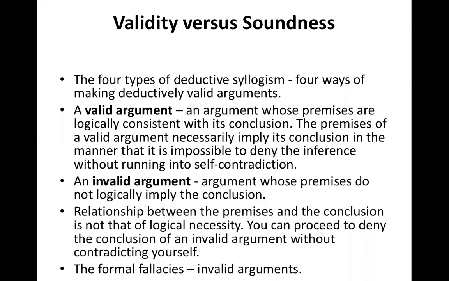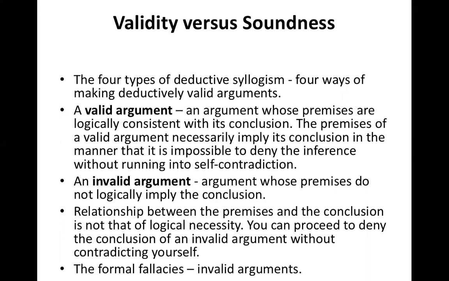Okay, so let's look at validity versus soundness. We've been talking about validity all this while. We've seen what is valid and what is not valid. Now let's compare it to soundness. The four types of deductive syllogism are four ways of making deductively valid arguments: modus ponens, modus tollens, hypothetical syllogism, disjunctive syllogism.